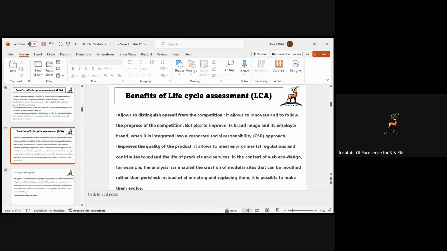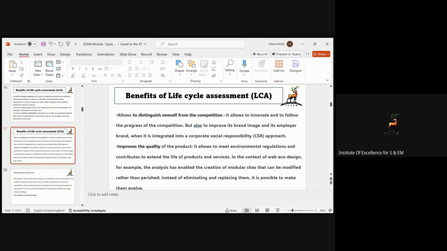And the next is that it improves the quality of the product. It allows us to meet environmental regulations and policies, the environmental criteria and standards, and it contributes to extending the life of products and services.